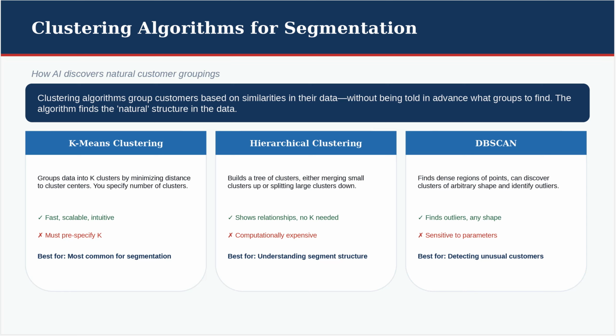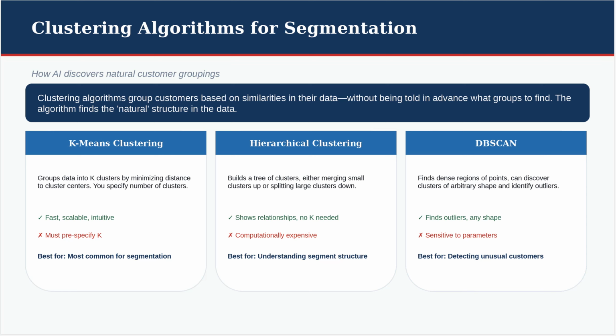Hierarchical clustering builds a tree of clusters, either merging small clusters up or splitting larger clusters down. So it shows relationships. Imagine each customer starts as their own cluster. Then the two most similar customers merge. You keep merging until you have one big cluster. The dendrogram shows this hierarchy in the coming slides. Why is it valuable? It shows how clusters relate. Maybe your premium and aspirational segments are closely related but distinct.